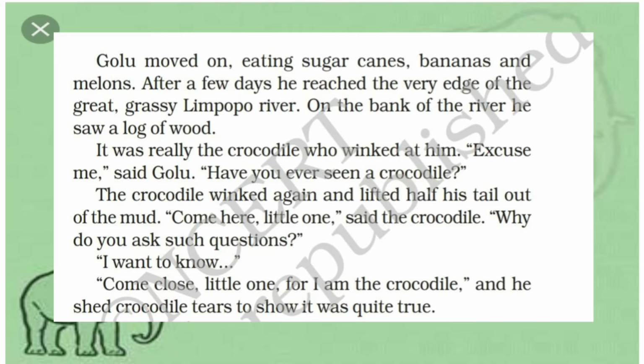After that, the crocodile was blinking. Golu said, excuse me, have you ever seen a crocodile? Golu is asking the crocodile itself, have you ever seen a crocodile? Then the crocodile replied. He blinked his eyes again and again and lifted his tail half out of the mud. And he said, come little one here. Why do you ask this kind of questions?